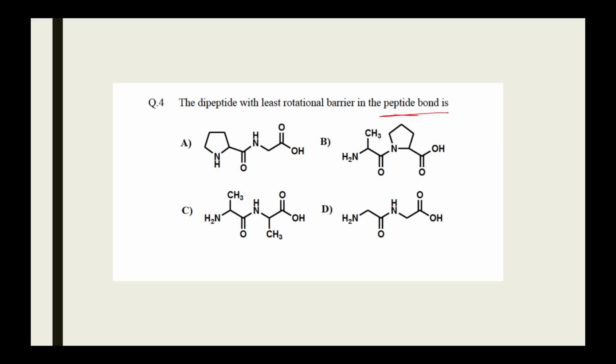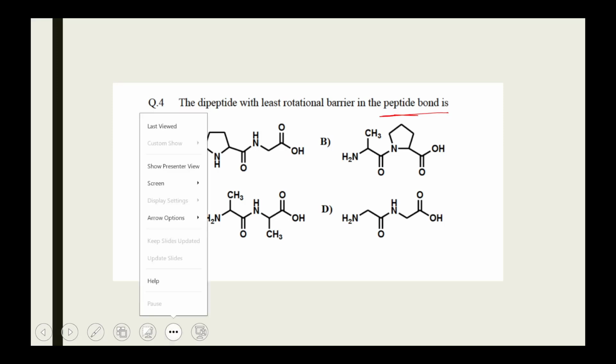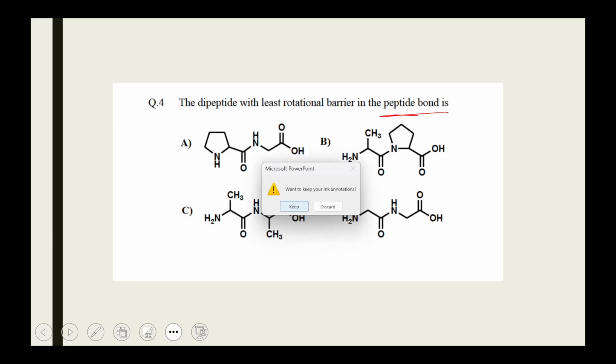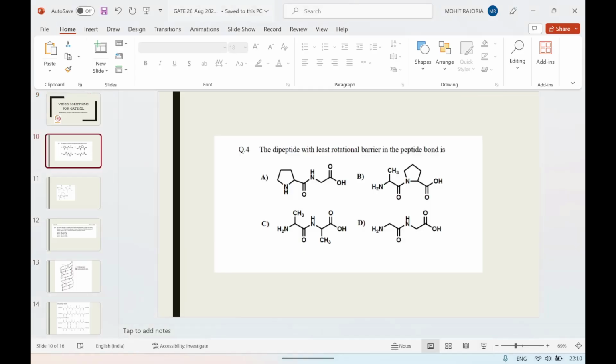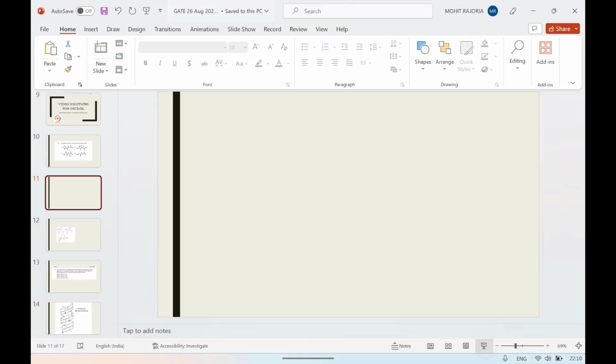So a peptide bond is formed between two amino acids. Two amino acids bond together to form a peptide bond by dehydration. If we talk about the structure of the peptide bond, so, a simple amino acid structure.